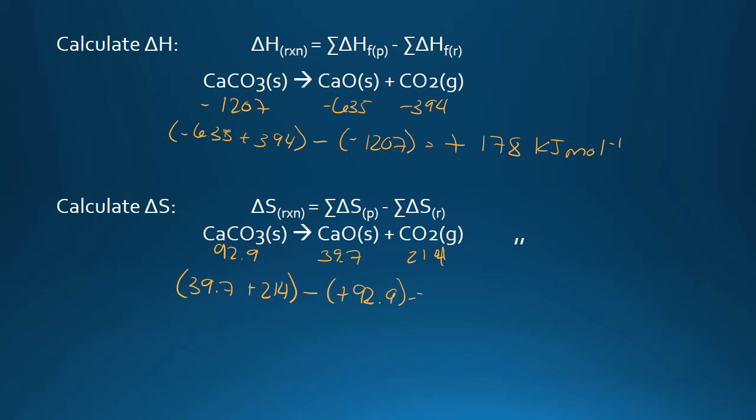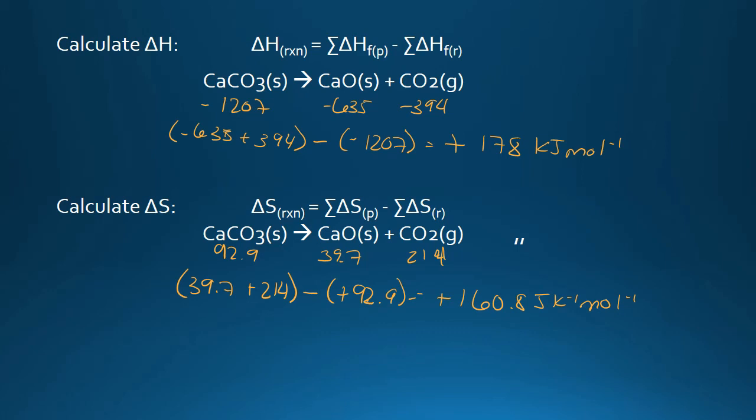And we get a positive 160.8 joules per Kelvin per mole. This makes sense because look at the reaction. We go from one reactant to two products. We are making a gas, so we're increasing the moles of gas. So we are increasing entropy, therefore we should have a positive change.